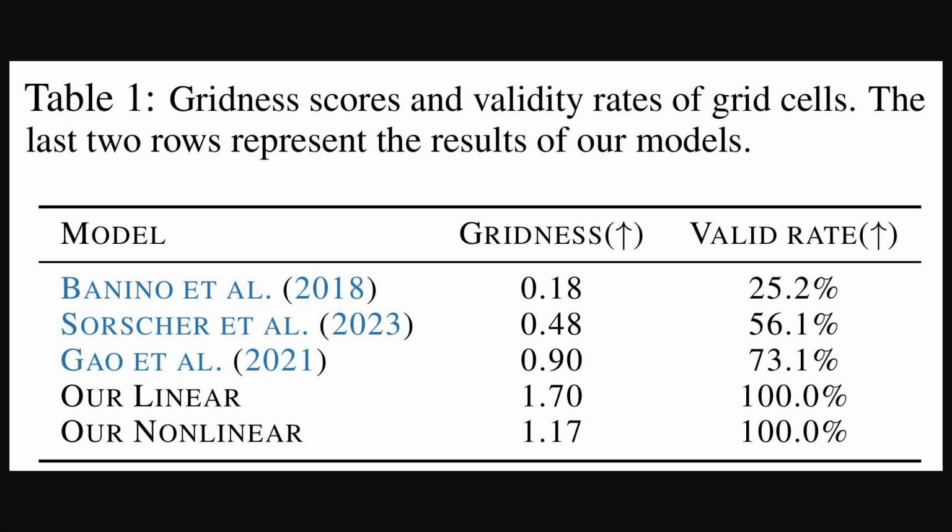Alright, so those figures showed the emergence of the hexagonal patterns. This table, Table 1, then quantifies just how good these patterns are. It compares different models using 2 key metrics: the gridness score, which measures how perfectly hexagonal a cell's firing pattern is, and the valid rate, that's the percentage of cells that actually show these grid-like patterns. The models developed here, using both linear and nonlinear recurrent neural networks, achieve much higher gridness scores, like 1.70, and a 100% valid rate, significantly outperforming previous approaches.